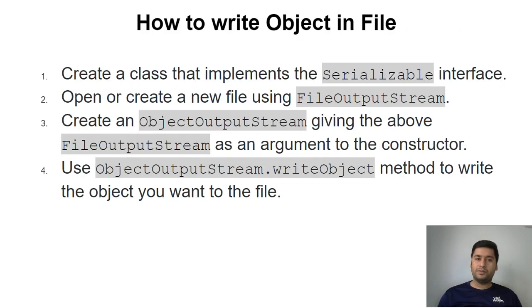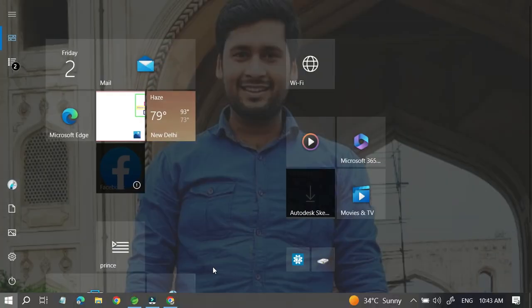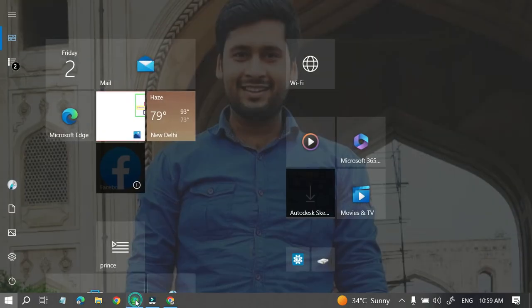Now if I talk about FileOutputStream, let me take one example, and from your side you can convert it to an input stream, which is fine for me too. Let's talk about FileOutputStream and how we can really implement it. So let's go to Eclipse.